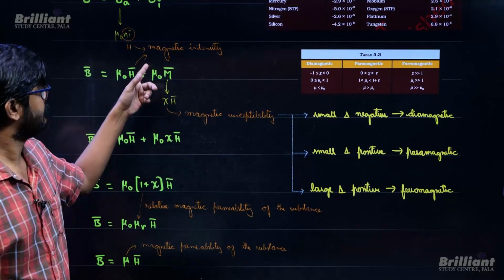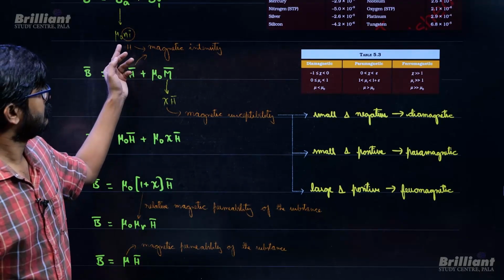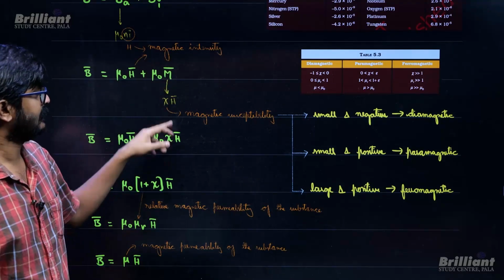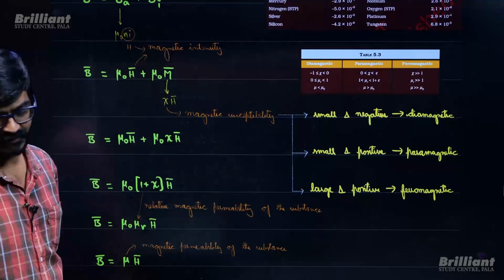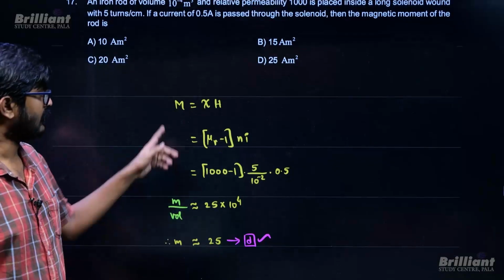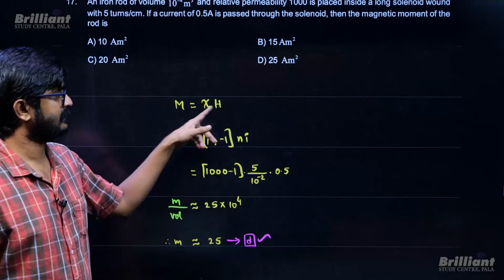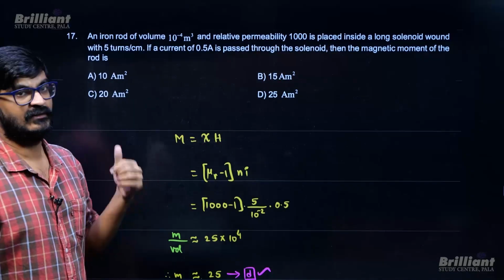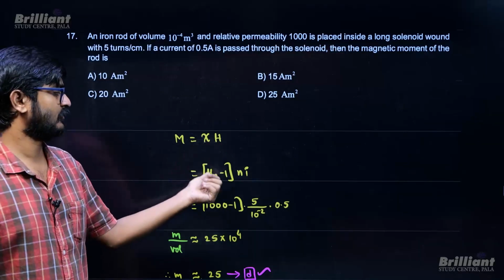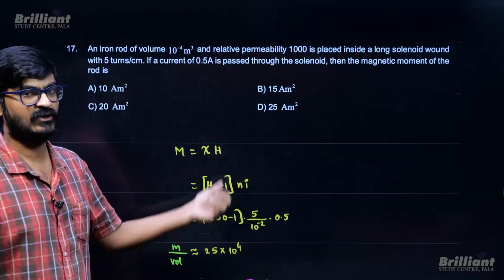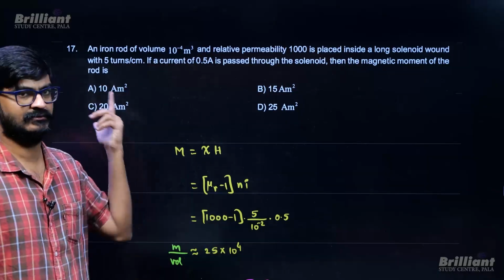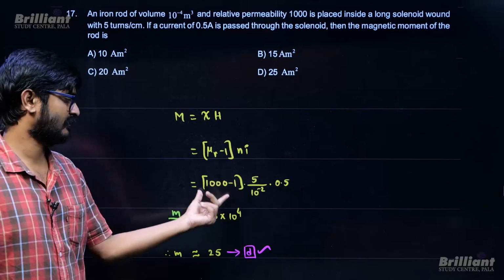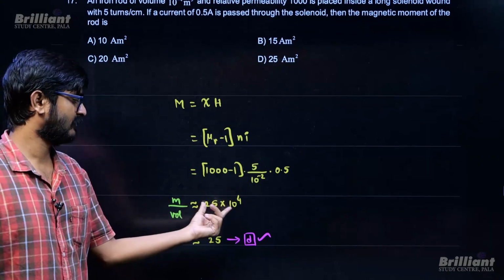You can see here, this is magnetic intensity, and how magnetization and magnetic intensity are related: M equals chi H, right? Magnetization and magnetic intensity are related with chi, M equals chi into H. Now what is chi? 1 plus chi is mu r, so chi is mu r minus 1. And what is H for a solenoid? It is N i, just now we have seen in the derivation. So all these values were given. So 1000 minus 1, instead of 999, we can just go with the approximation. We will be getting 25 into 10 power 4.